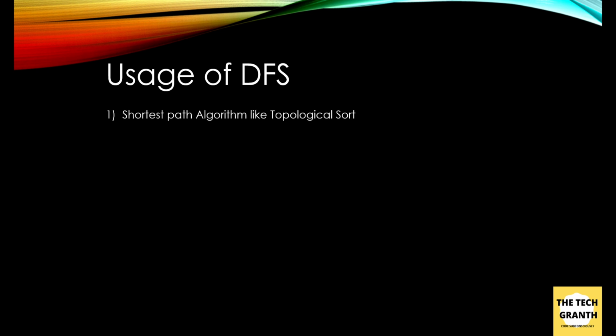It can be used in shortest path style algorithms like topological sorting. Not exactly the shortest path, but you can order it in a topological way and then find the shortest path based on certain criteria. We'll look into that when we solve some problems based on topological sort and DFS.